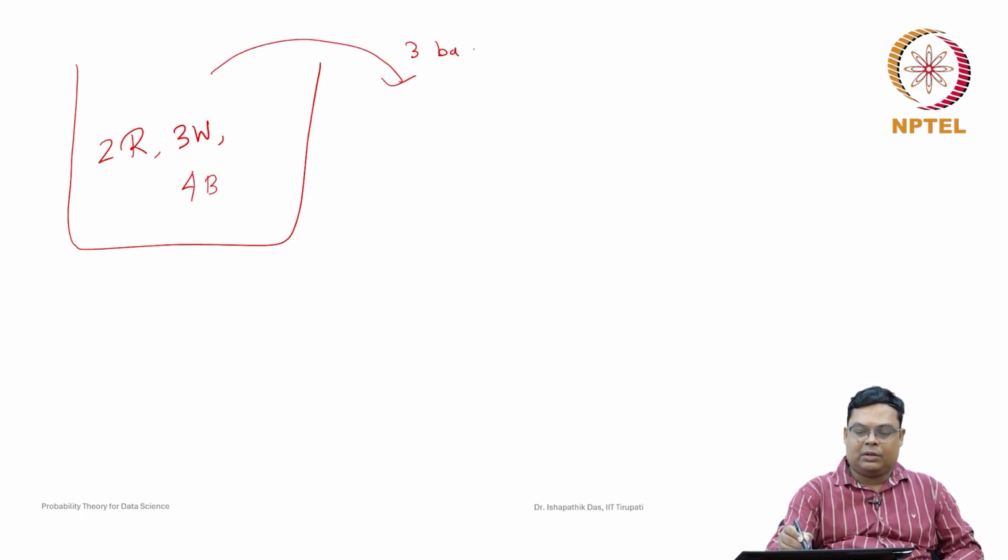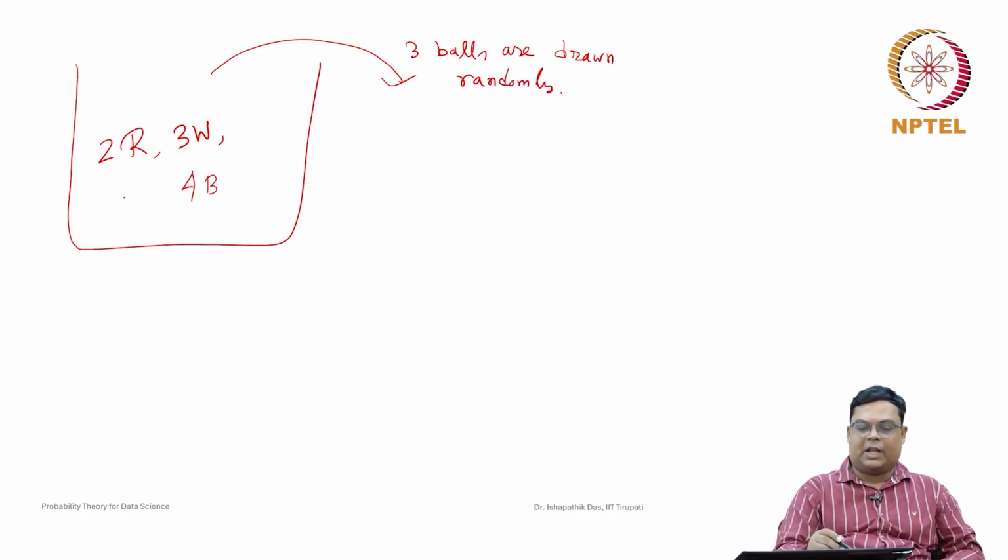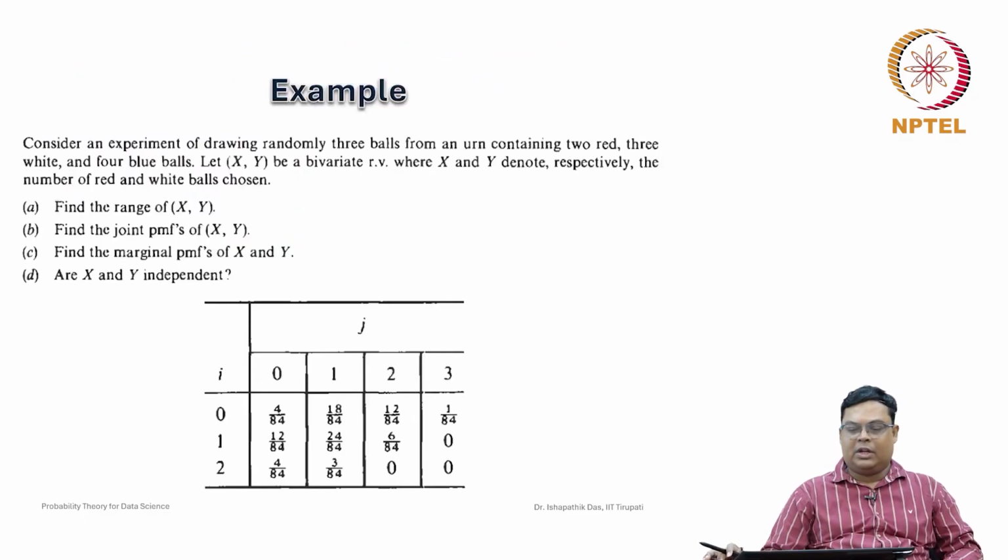3 balls are drawn randomly. Basically, there are a total of 4 plus 3, 7, plus 2, 9 balls. The 3 balls may contain 2 red balls and 1 white ball, or they may contain 3 blue balls also. But 3 red balls cannot occur because there are only 2 red balls; 3 white balls may come. So, any possibility may come in the 3 balls.